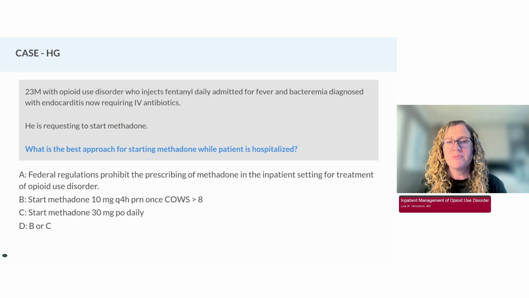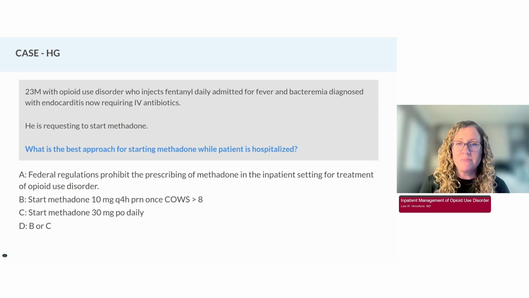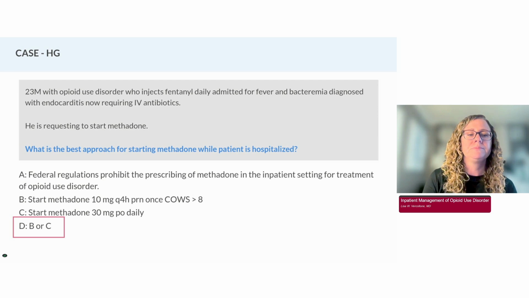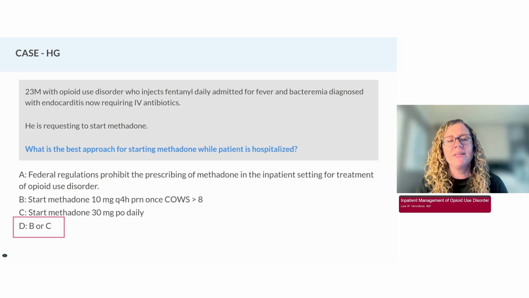A, federal regulations prohibit the prescribing of methadone in the inpatient setting for the treatment of opioid use disorder. B, start methadone 10 milligrams every 4 hours as needed for COWS greater than 8. C, start methadone 30 milligrams daily. Or D, B or C. So the answer is B or C.